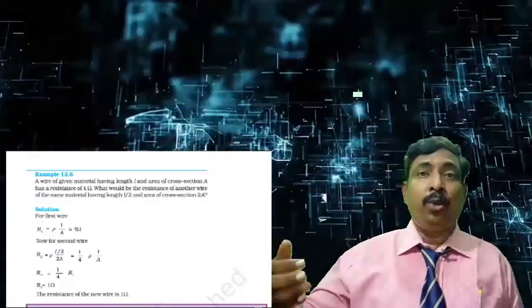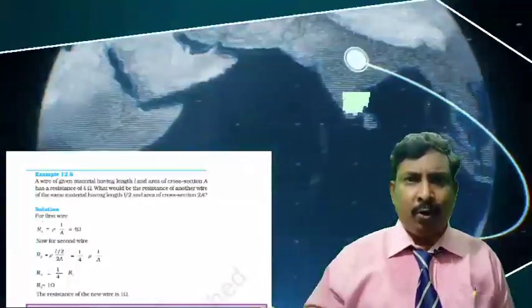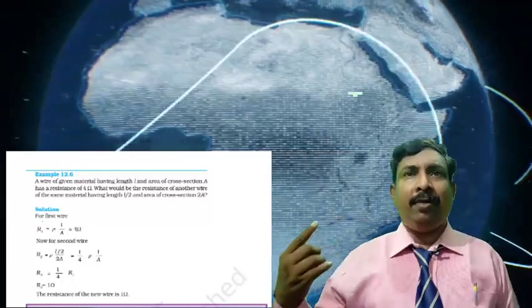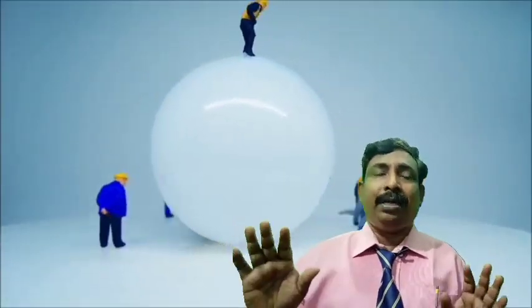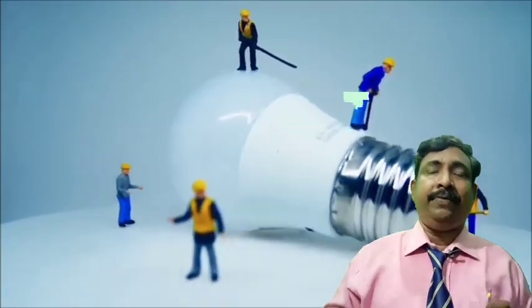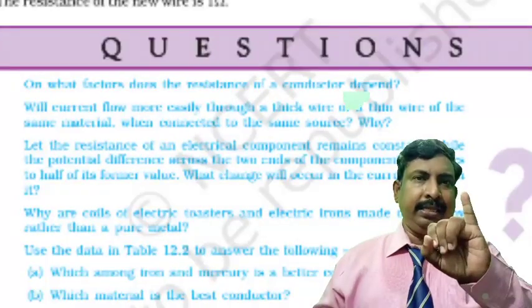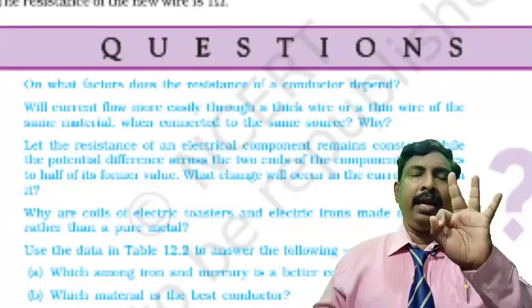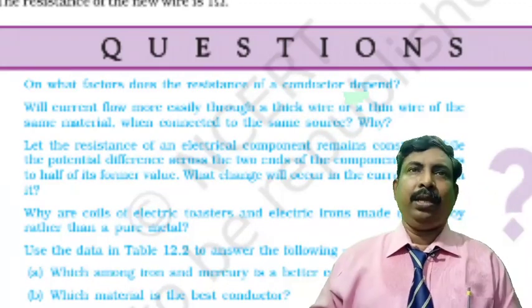Means new resistance value is 1/4 of the old resistance. What is the old resistance value given in the question? 4 ohms. So 4 by 4, how much? 1 ohm. Okay Nana? This is the way we need to do the remaining problems also. Now observe the textbook questions. What is the first question? What are the factors that are affecting the resistance? 4 factors: length of the conductor, thickness, nature of the material, and last one, temperature.